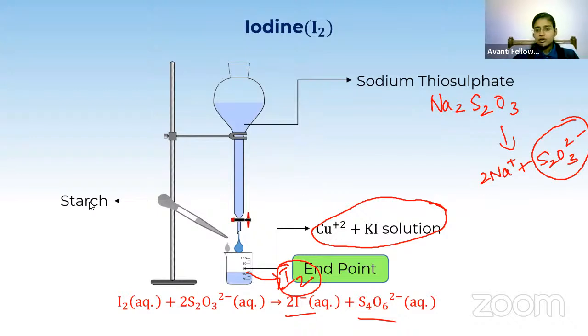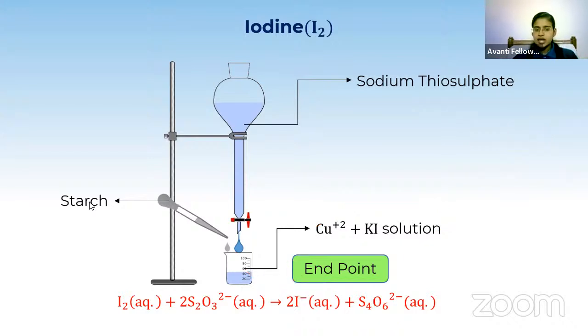So is it clear to all of you? So once you add the starch, you will have dark blue color because of the presence of iodine. And if iodine reacts with the thiosulfate ion, the color change will happen from intense blue or dark blue color to light blue again. Okay, because of the formation of this I minus and S4O6 2 minus. Okay, so this is all about the redox titrations and the oxidizing agents that we use in redox titration.